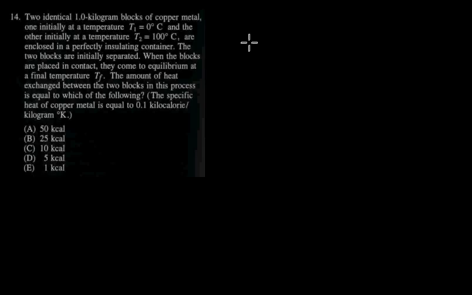When the blocks are placed in contact, they come to equilibrium at a final temperature Tf. The amount of heat exchanged between the two blocks in this process is equal to which of the following? Specific heat of copper metal is equal to 0.1 kilocalories per kilogram degree Kelvin.